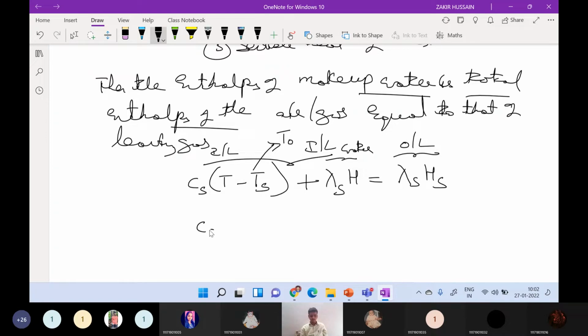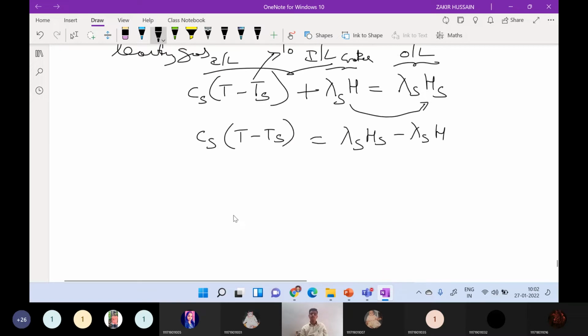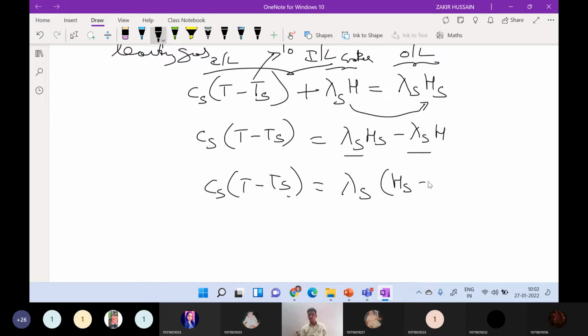Then we can write this as Cs into T minus Ts is equal to, taking it to this side, lambda s into Hs minus lambda s into H. Taking lambda s common, Cs into T minus Ts is equal to lambda s into Hs minus H. Therefore, we can write Cs by lambda s is equal to Hs minus H by T minus Ts.